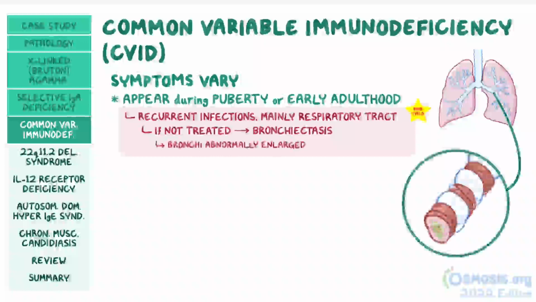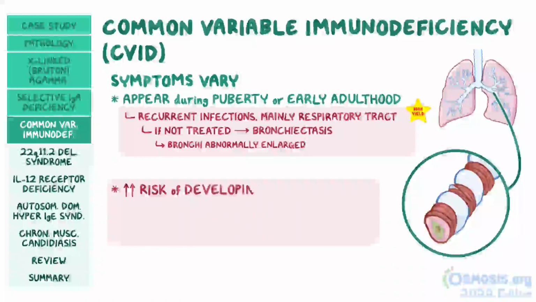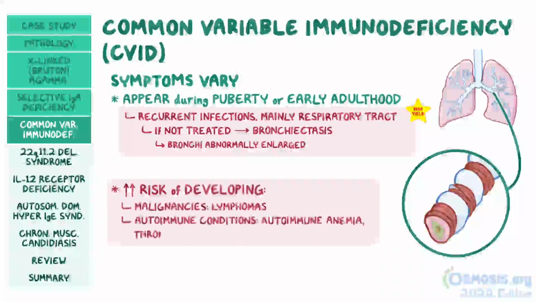In addition, for unknown reasons, individuals with CVID are at an increased risk of developing malignancies, especially lymphomas, as well as autoimmune conditions like autoimmune anemia, thrombocytopenia, or arthritis.